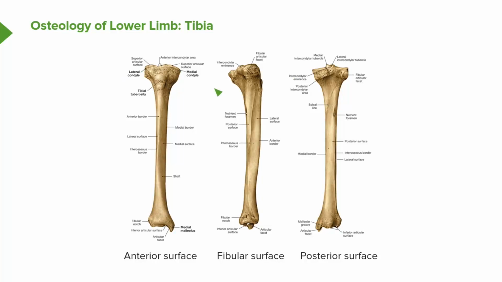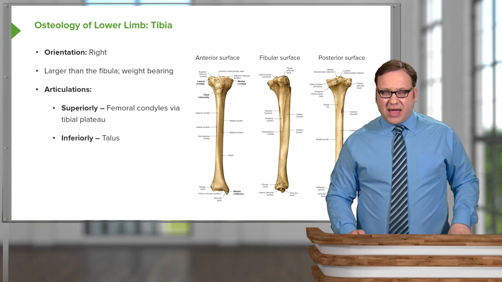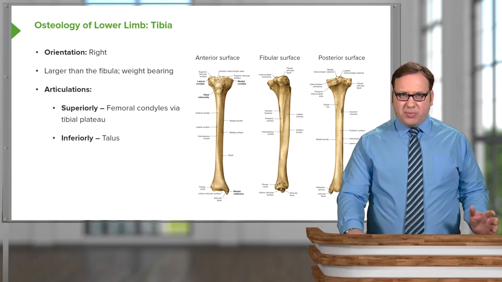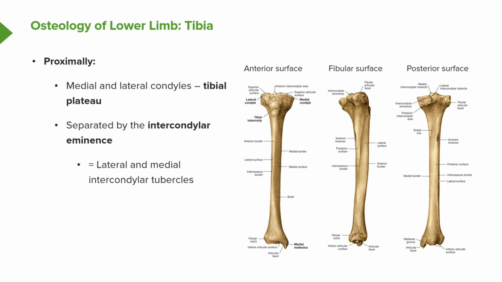And we'll talk first of all about the tibial plateau, the proximal part of the tibia. The tibia is larger than the fibula and it's mostly involved with weight bearing. The articulations occur superiorly between the femoral condyles on the tibial plateau, which we can see here, and also inferiorly with the talus. And here I mentioned previously the medial malleolus. When the fibula is in place, we have two malleoli, medial and lateral, and they help to form the ankle joint. Proximally, we can see we have medial and lateral condyles of the tibia.